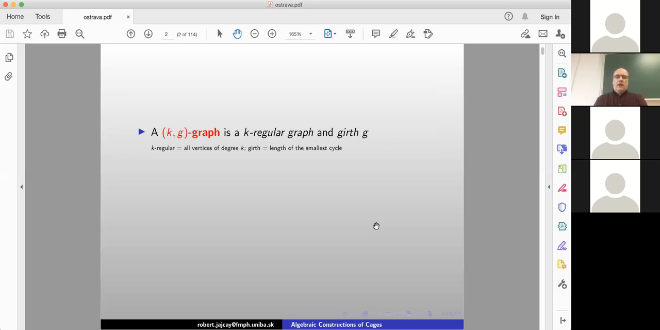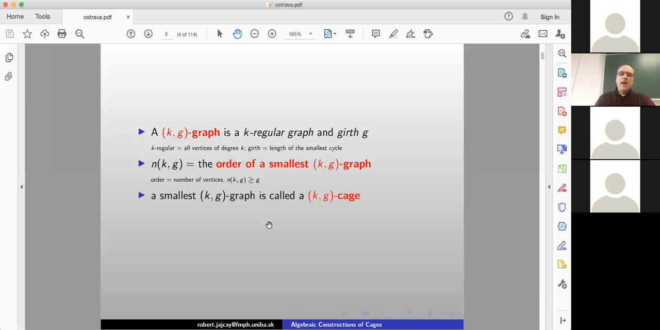So these are, of course, special graphs in a sense, but there's plenty of these graphs. What I'll be interested in is the most efficient graphs with these parameters. And in this talk, most efficient means the least number of vertices. So I will be talking about graphs with prescribed degree at each vertex and prescribed girth, and which have, among all the graphs with these properties, the smallest order, the smallest number of vertices. And this order will be denoted by n(k,g). A smallest k-g graph.